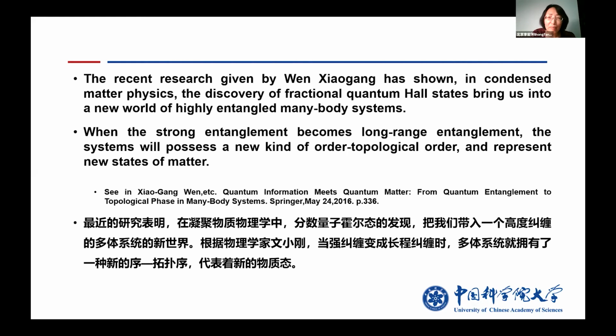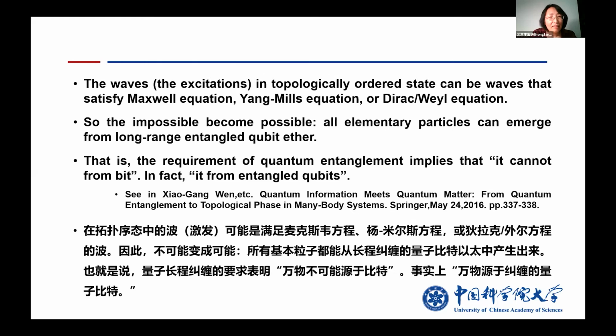Where strong entanglement becomes long-range entanglement, it brings a new kind of order, topological order, and represents a new state of matter. The waves that are the excitations in a topological order state can be waves that satisfy the Maxwell equation, the Yang-Mills equation, and the Dirac-Weyl equation. This shows the improbable become probable: elementary particles can emerge from long-range entangled qubit ether. That is, the requirement of long-range entanglement implies that it cannot be from bit.